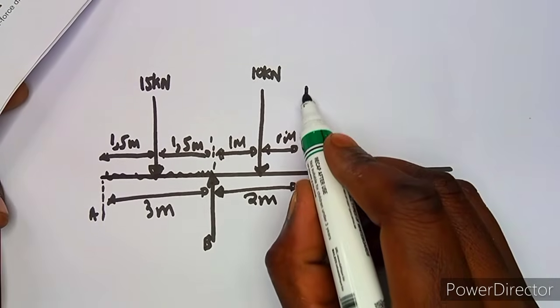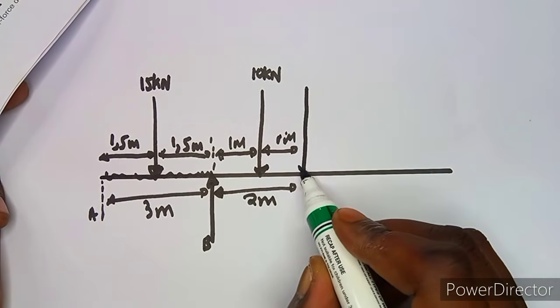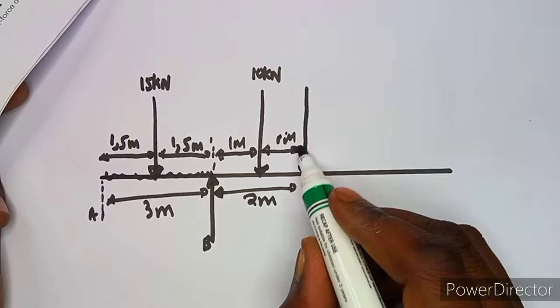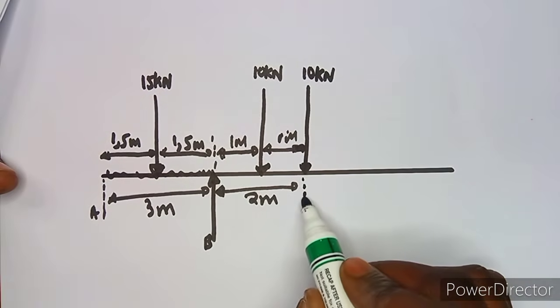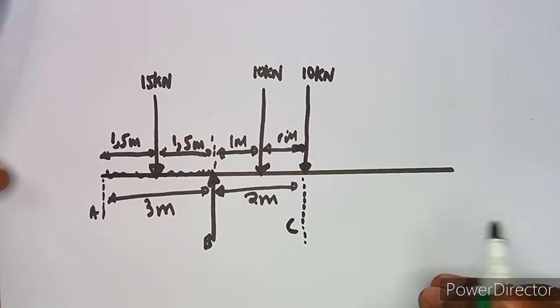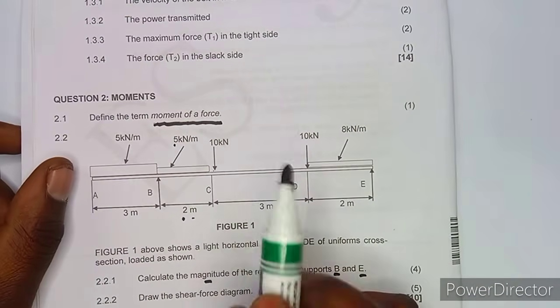So this part here, there's a force of 10 kilonewtons, which is going downwards again directly at point C. All right, so that's what we have. We move on. This is 10, we represented it.